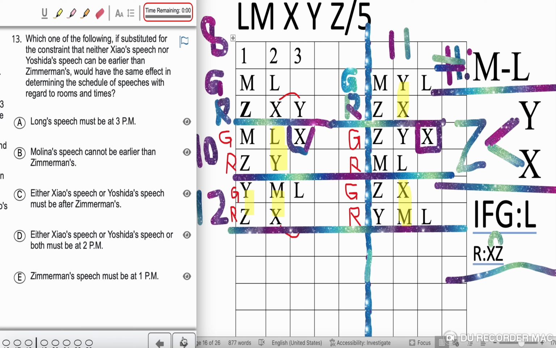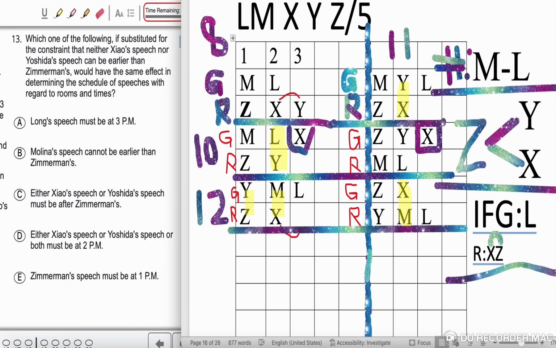Question 13. Which one of the following, if substituted for the constraint that neither X speech nor Y speech can be earlier than Z, would have the same effect in determining the schedule of speeches with regards to the room and times? Basically, they're asking, with this second condition that we have right now, if we were going to remove this condition that I'm boxing in right now, which of these choices between A and E would have the same impact.